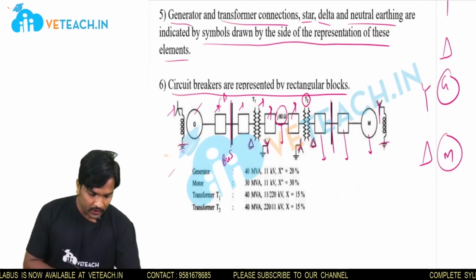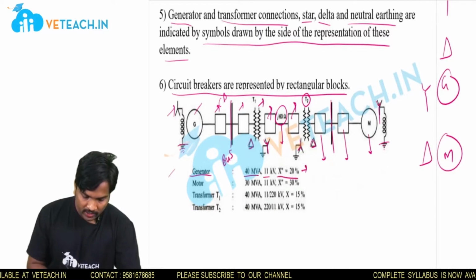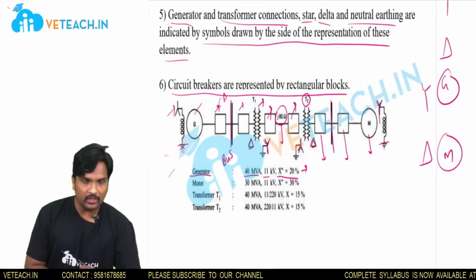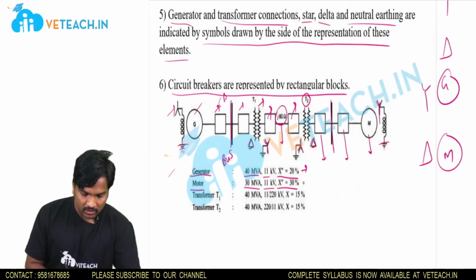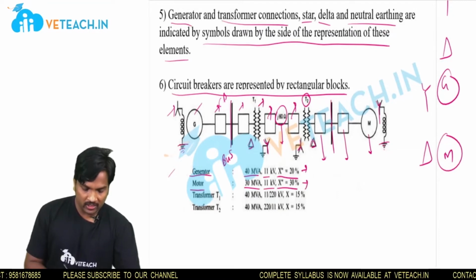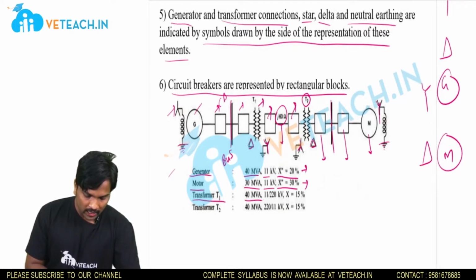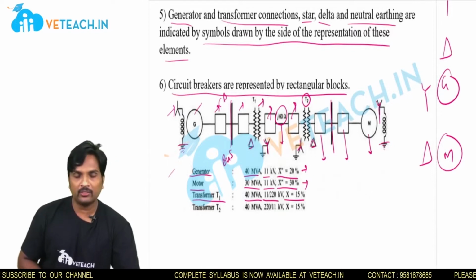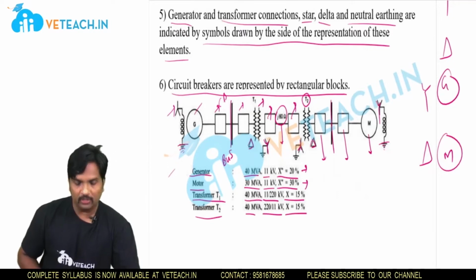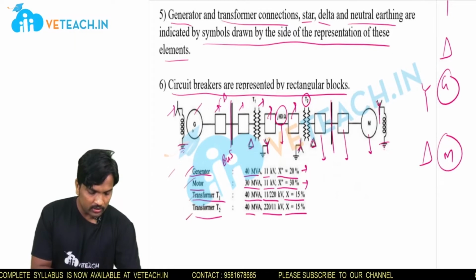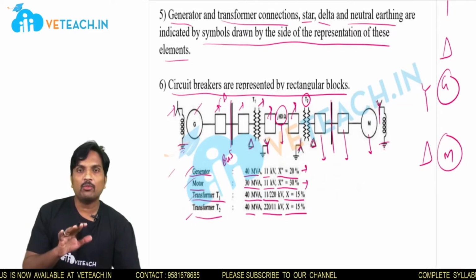See here, the ratings of generator are 40 MVA, 11 kV, X double dash is equal to 20%. This is the reactance of the generator. Motor, 30 MVA, 11 kV, X double dash is equal to 30%. This is also the reactance of the motor. For transformer T1, the ratings are 40 MVA, 11 by 220 kV, X is equal to 15%. For transformer T2, 40 MVA, 220 by 11 kV, X is equal to 15%. These four are the ratings of the generator, motor, transformer T1 and transformer T2. That is about a single line diagram.